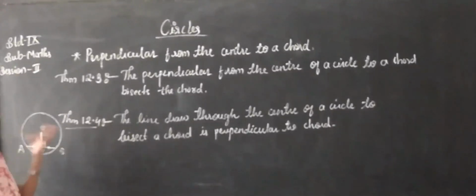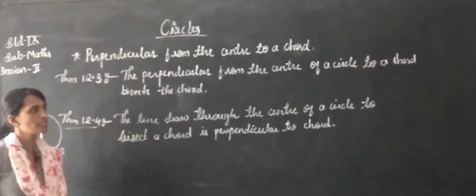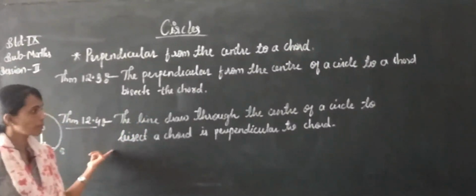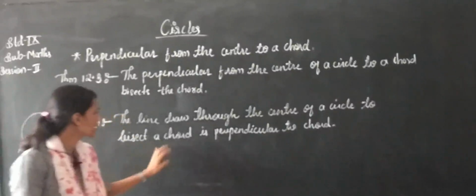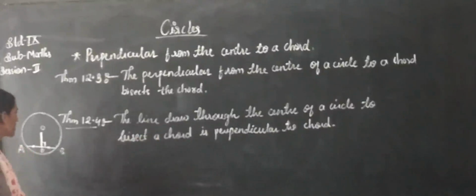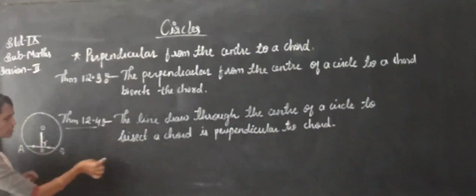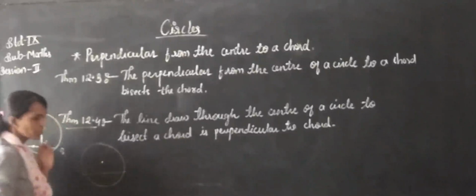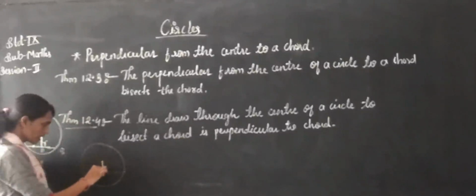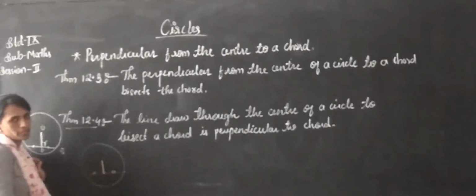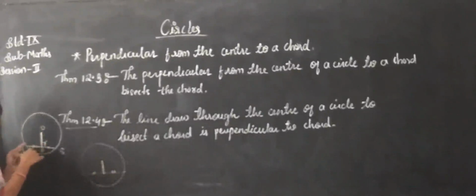What is theorem 12.4? That is the converse of 12.3. What is the converse? If the line drawn through the center of a circle to a chord bisects the chord, then it is perpendicular to the chord. Here also we are taking a circle and a chord, and you can consider this as the center of the circle. When the line drawn from the center to the chord bisects the chord, this line will be perpendicular.